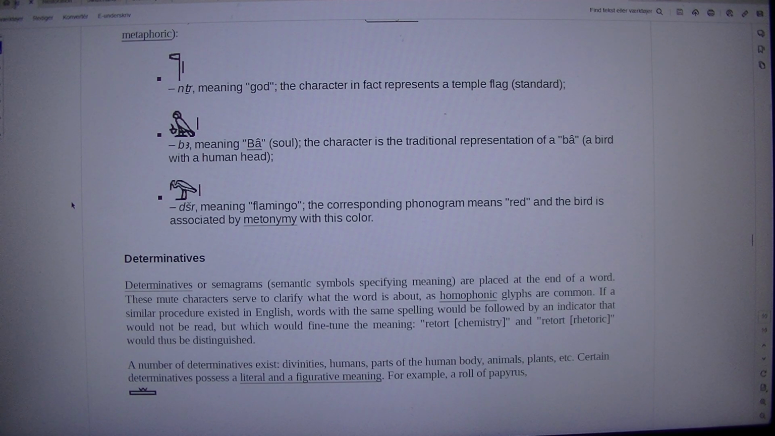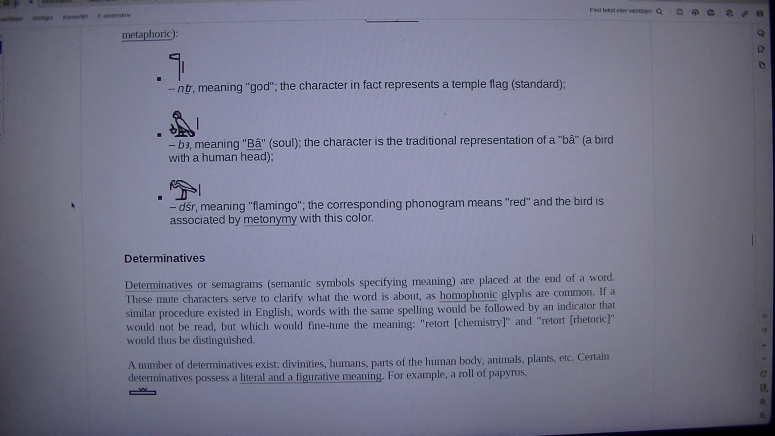Determinatives. Determinatives or semigrams, semantic symbols specifying meaning, are placed at the end of a word. These mute characters serve to clarify what the word is about, as homophonic glyphs are common. If a similar procedure existed in English, words with the same spelling would be followed by an indicator that would not be read, but which would fine-tune the meaning. Retort, chemistry, and retort, rhetoric, would thus be distinguished. A number of determinatives exist.